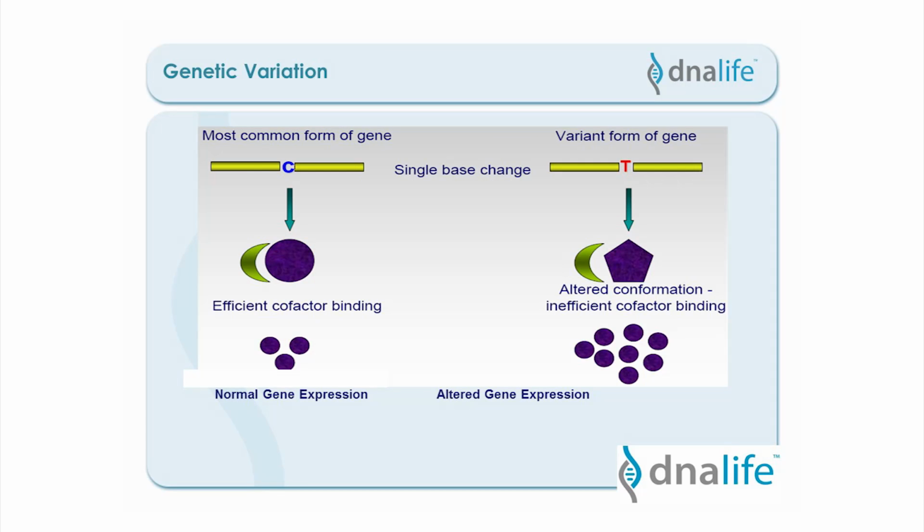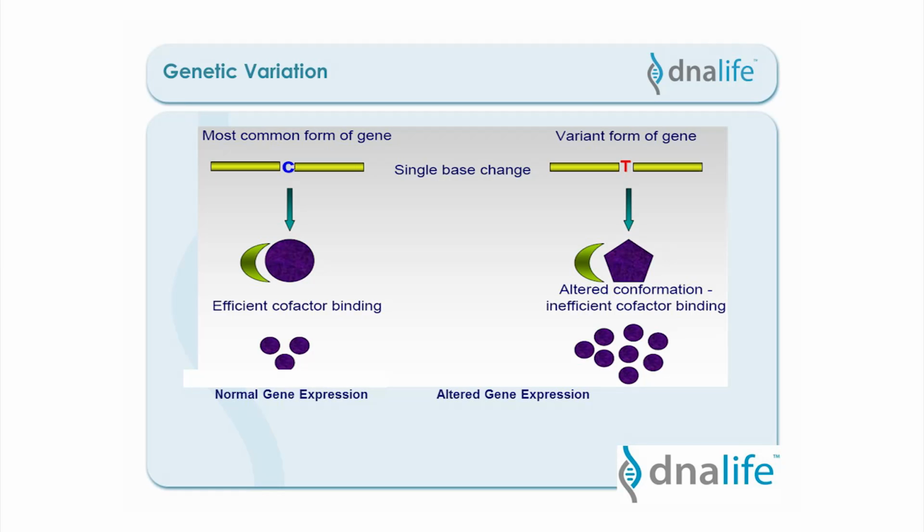You can get either normal gene expression on the left, where you've got the nucleotide C, and if you change that C to a T, you've got the variant form of a gene. You have altered conformation or an altered structure to the protein that gets created, and this in some way will alter your gene expression. It can be an increased gene expression, it can be a reduced gene expression, but there's going to be some effect on the manner in which the protein is able to perform its required function within the body.